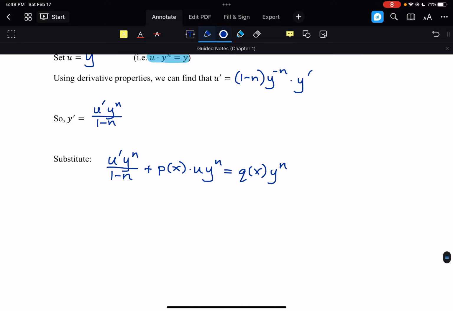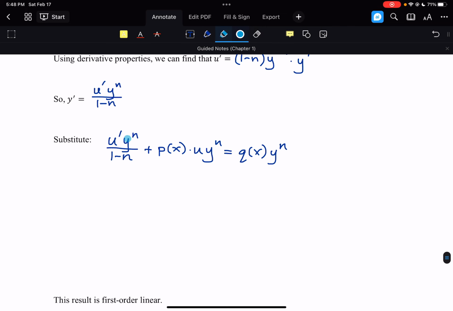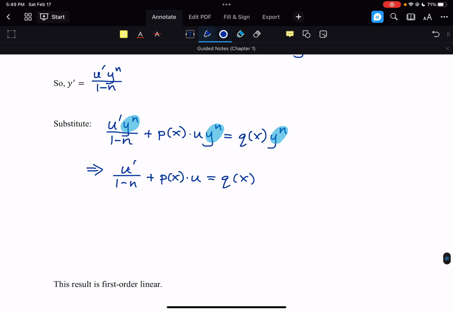And the reason this substitution works so well is because now each of these terms has a factor of y to the n in it. Now we can just divide that away. So all that's left is u prime over 1 minus n plus p of x times u equals q of x. And then we need to clear away anything in front of the u prime in order to treat it like a first order linear. So that's u prime plus 1 minus n times p of x times u equals 1 minus n times q of x.